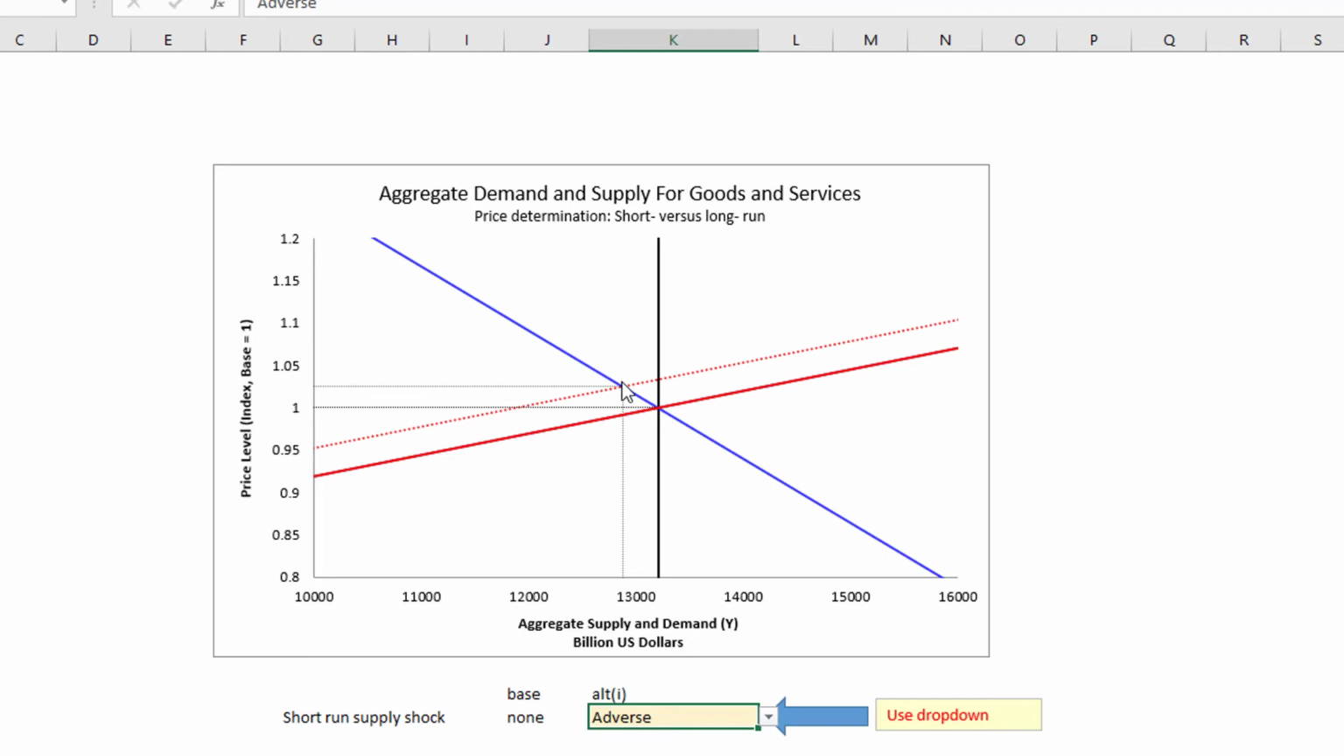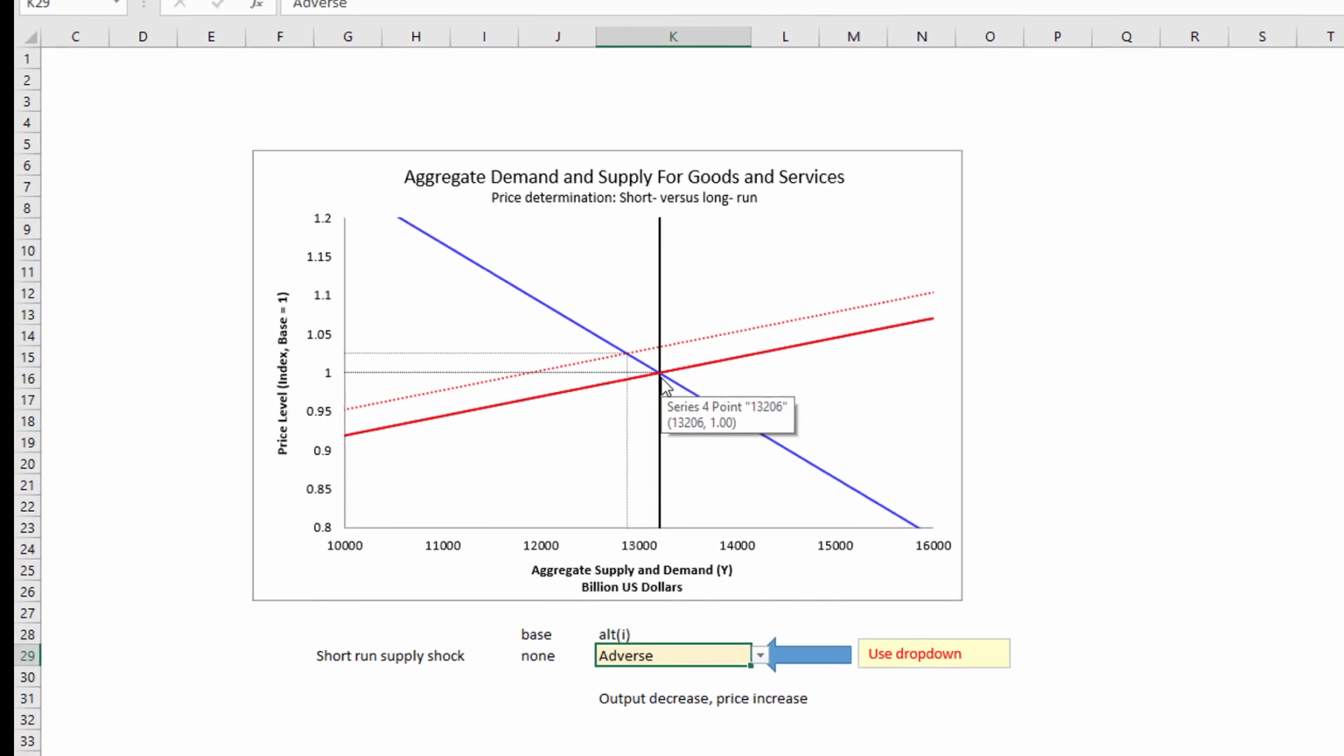We have a shift in the supply curve, in a sense due to the technical conditions here, not due to expectations, but due to something that has happened in the economy. And you'll see what happens. We have an upward shift. We get a decrease in output and an increase in prices.